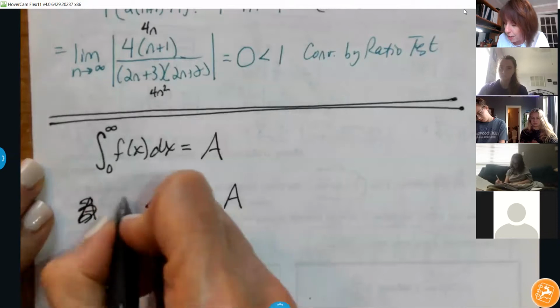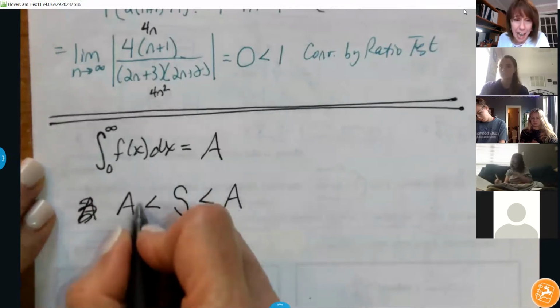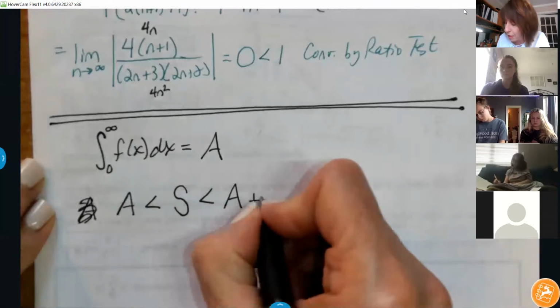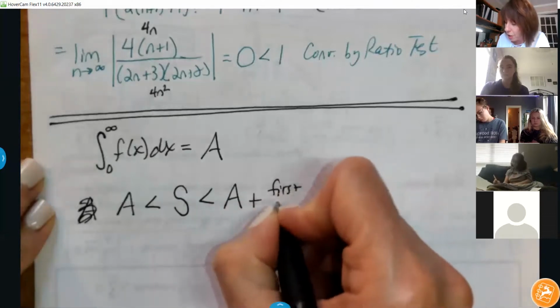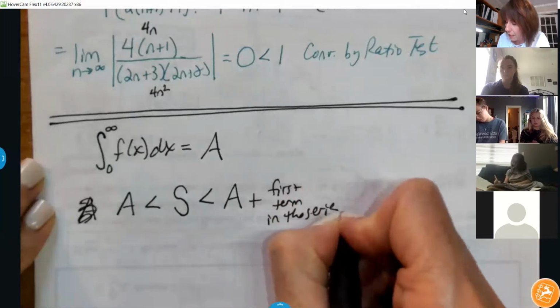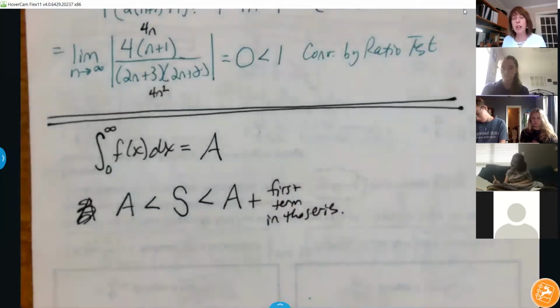Well, I don't know why I put it way over here. On the left side, it's that number. On the right side, it's that number plus the first term in the series. So that's what you would do there. It makes it kind of a long problem.